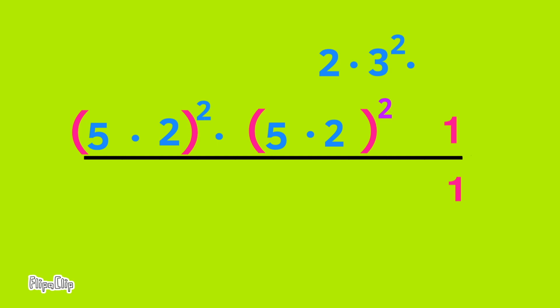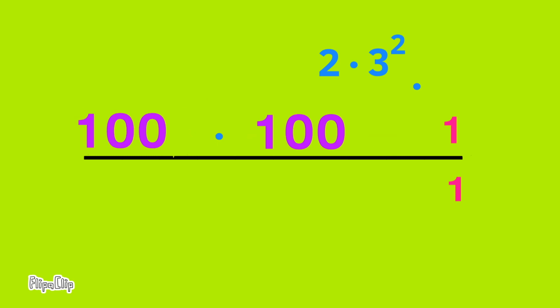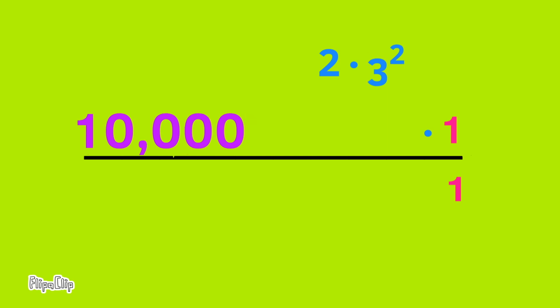5 times 2 is 10, and 10 to the second power is 100. 100 times 100 is 10,000. 3 to the second power, or 3 times 3, is 9. 2 times 9 is 18. I'll let you take it from here, but essentially, it's 10,000 times 18 times 1 divided by 1. Hopefully your answer is 180,000.